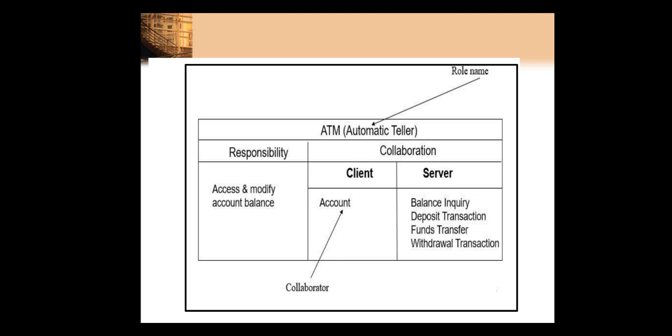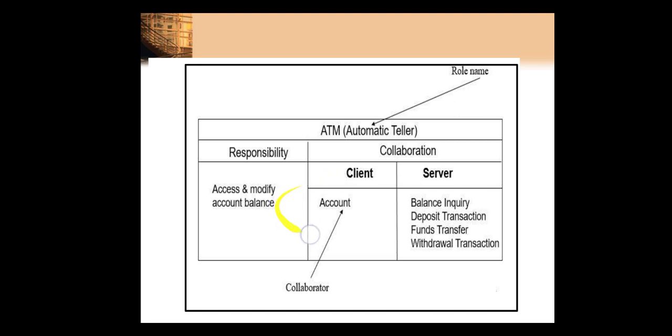We take one example. Here we are taking an example of the ATM, that is an automatic teller machine. So my class is nothing but an ATM system. Okay, so my class name is ATM. Now we have to find out the responsibility and collaboration of the classes. So what is the responsibility of ATM? Access and modify the account balance. You can access the ATM system to withdraw cash, and you can check your account balance. And what is the responsibility of the ATM system? To access the account balance from the bank and then modify the account balance.